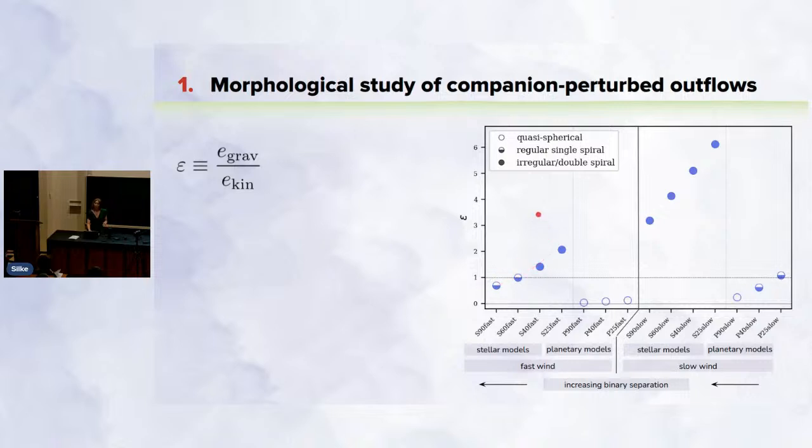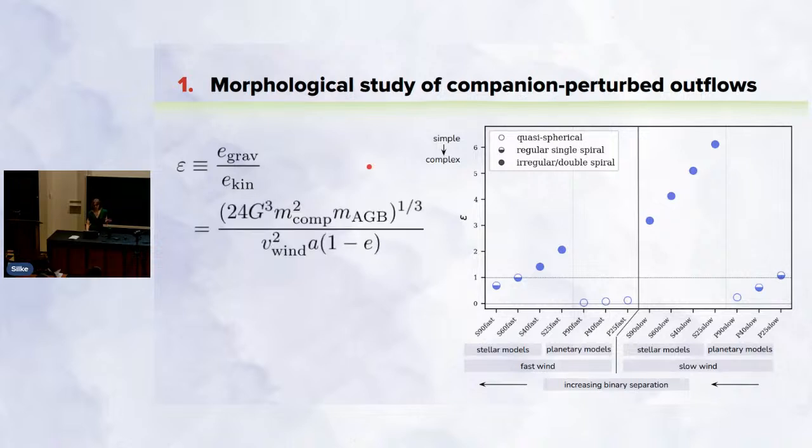And I filled the symbols according to going from simple when they're empty to quite complex when they're completely full. So I mentioned the formula. Don't worry about this. What's important is that within this parameter, we find the wind velocity, the orbital separation, which is this A, and also the mass of the companion. And these were the three parameters that I changed during my simulations.